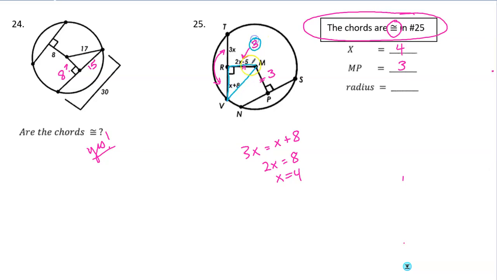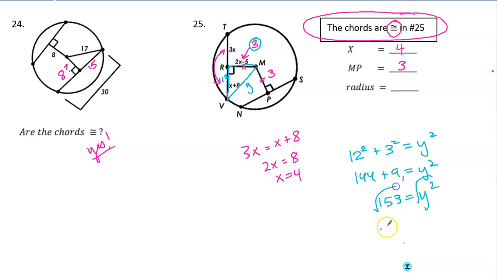I already know this side is 3. This side I can get by plugging in x. So 4 plus 8 would make this side 12. And then I just need to solve for this missing side. So I'm going to call it y. That's the hypotenuse. So make sure you do 12 squared plus 3 squared equals y squared. So then I've got 144 plus 9, which gives me 153. And there's nothing I can do to simplify that guy. So he's just going to be square root of 153. So sometimes you have to draw that radius in, guys. Sometimes you don't have it, but it always should create that right triangle.